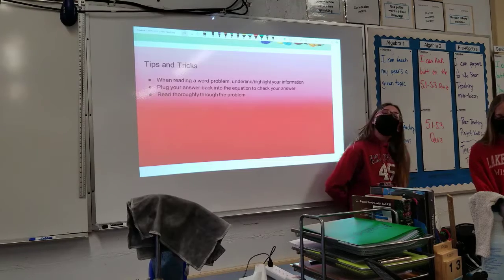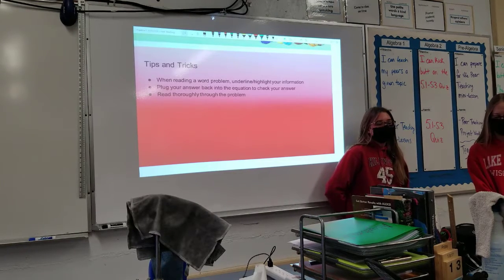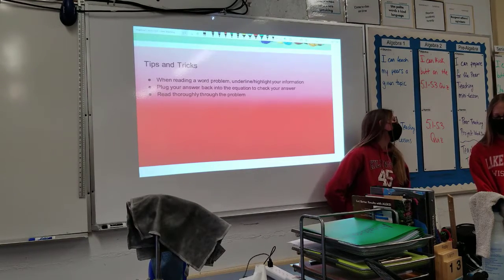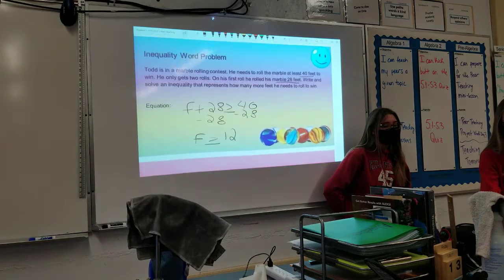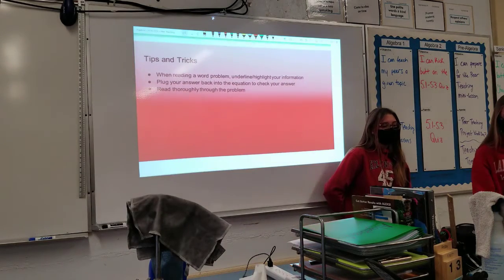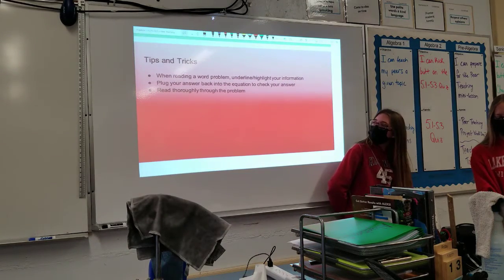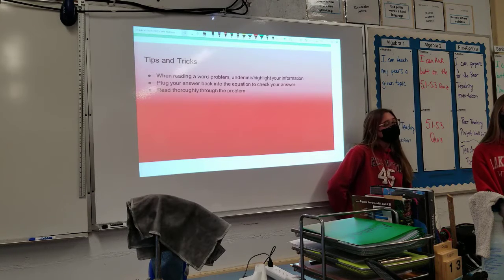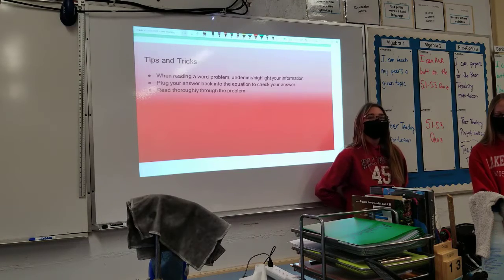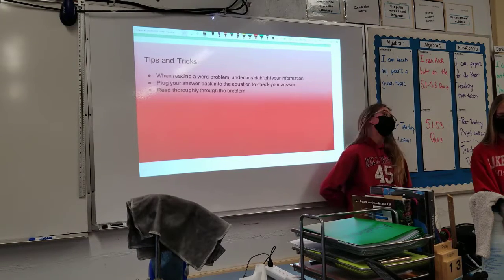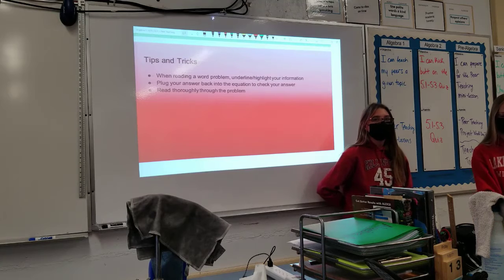Okay, so for tips and tricks, we have a few. One is when you're reading the word problem, underline or highlight the information that you're finding, and that's what we did on the inequalities and the equation one that we just did. Another way is you plug your answer back into the equation and check your answer. So what you got for the variable, you put it back into the equation that you wrote to make sure it was right, and then just make sure you're reading the problem thoroughly, nicely, not skipping any information.